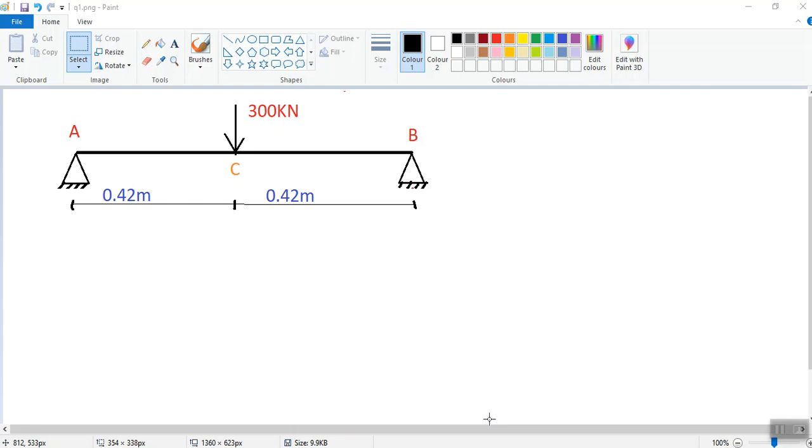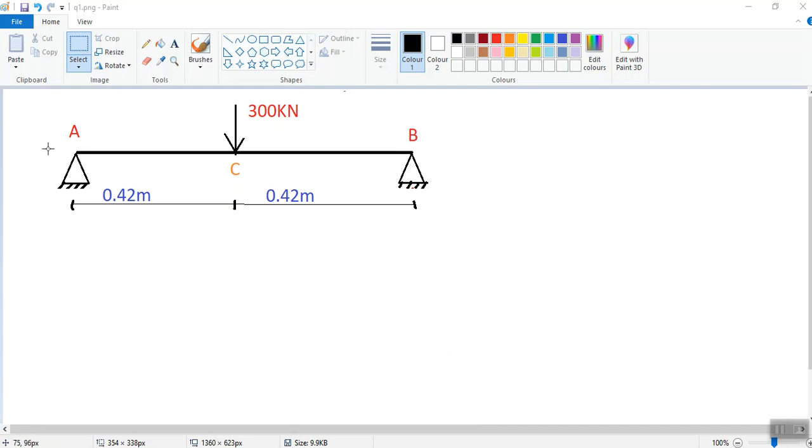Hello friends, today we are going to focus on analysis of beam and frames manually and using Etabs software. We are going to calculate axial force, shear force, bending moment and draw axial force diagram, shear force diagram and bending moment diagram. Let us consider a simply supported beam as shown in figure.